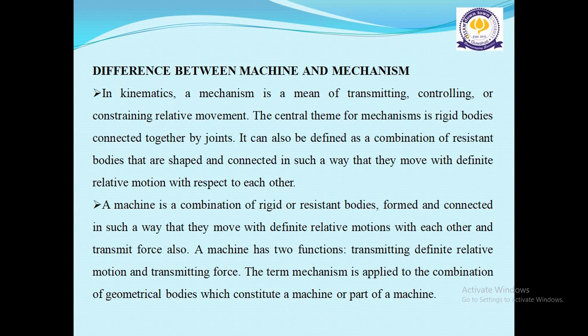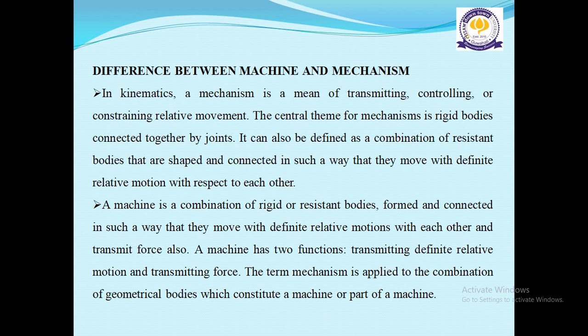Now, what is the difference between machine and mechanism? Machine and mechanism are different terms. In kinematics, a mechanism is a means of transmitting, controlling, or constraining relative movement. The central theme for mechanisms is rigid bodies connected together by joints. It can also be defined as a combination of resistant bodies that are shaped and connected in such a way that they move with definite relative motion with respect to each other.